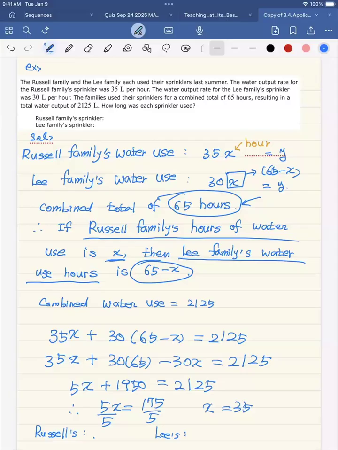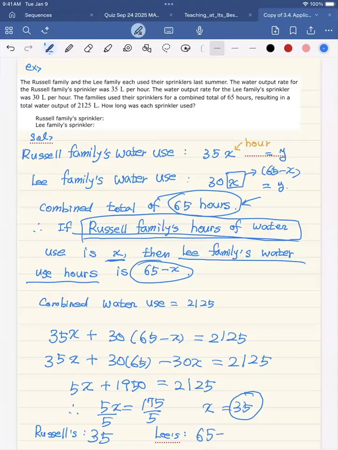So x is 35. That's the Russell family's hours of water use. And then the other family's water use is 65 minus 35. That is 30 hours.